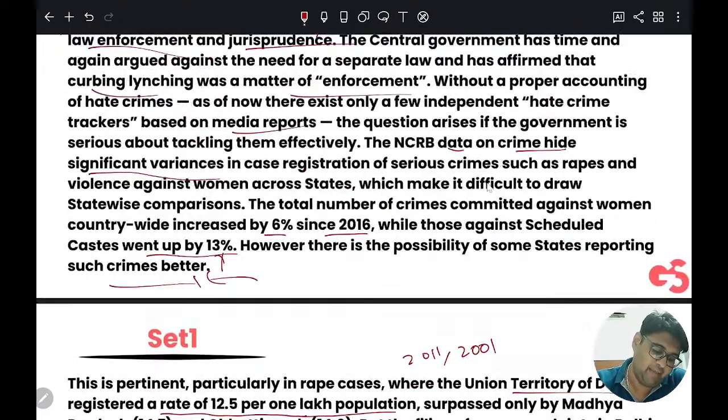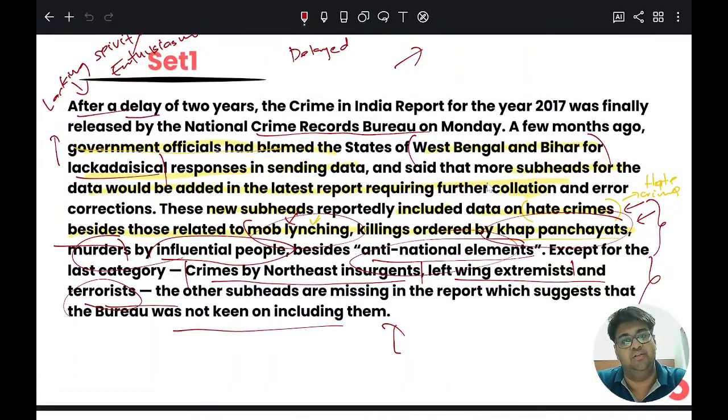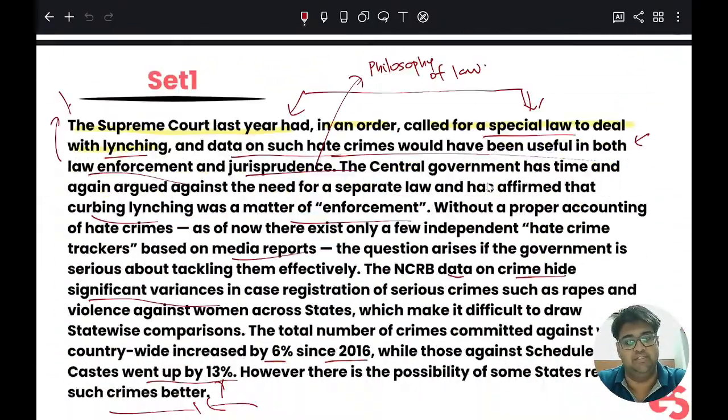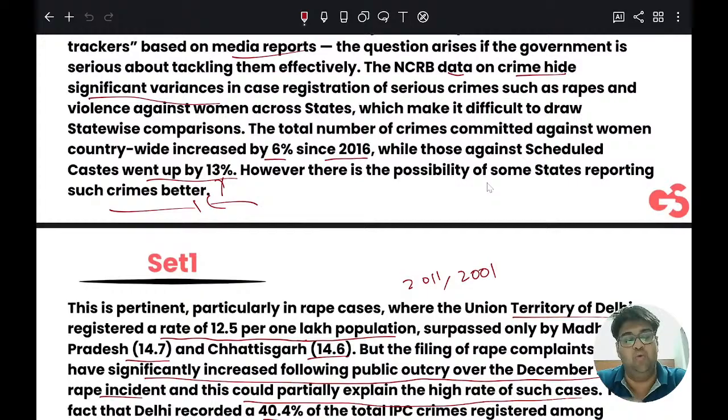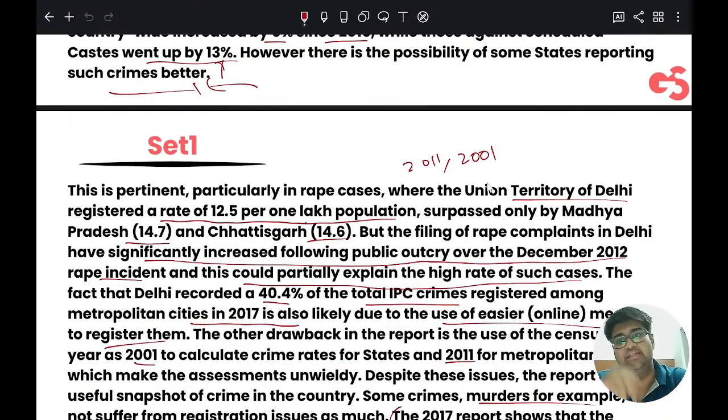So what is happening? This is all talking about the report: initially what the things were for hate crimes, how this is beneficial, and what the problems are. Only three points that you need. These are the three supporting ideas.